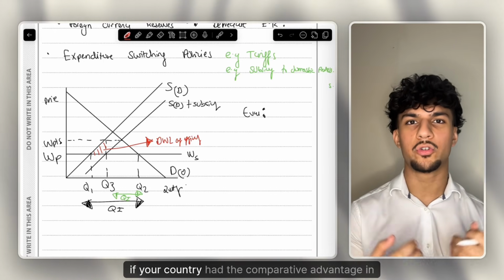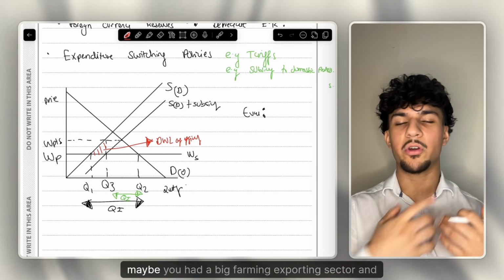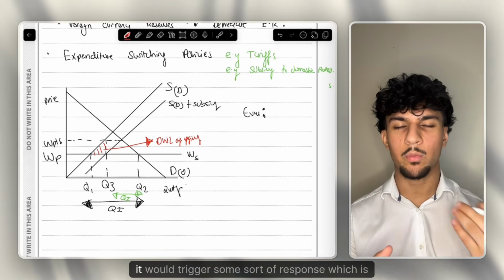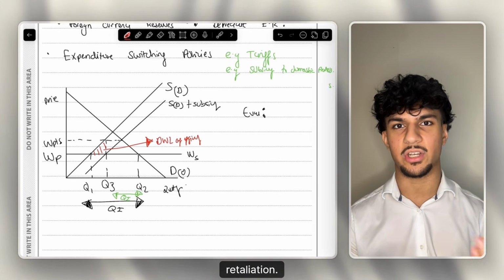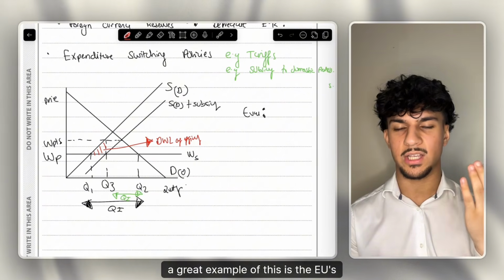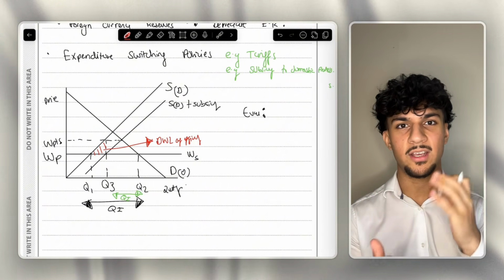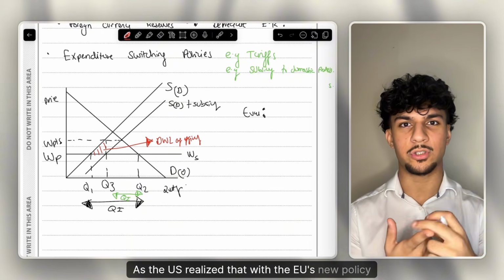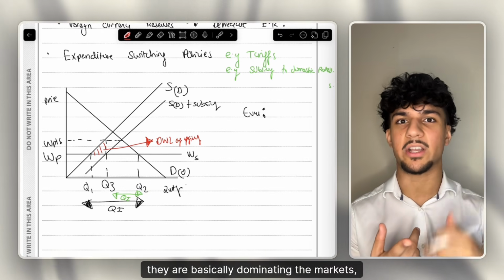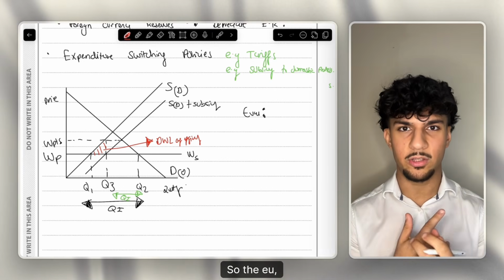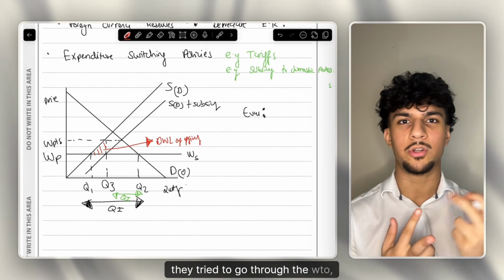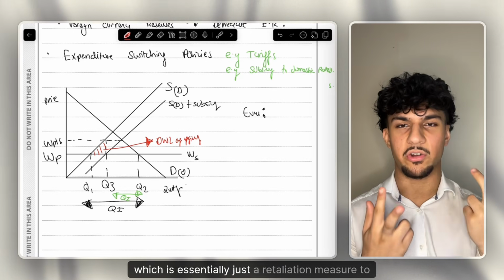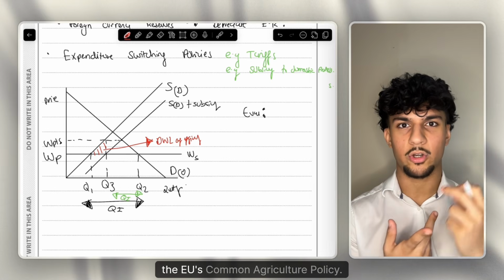So for example, if your country had the comparative advantage in farming, maybe you had a big farming exporting sector, and now the EU is giving billions out in subsidies, it would trigger some sort of response, which is retaliation. A great example of this is the EU's CAP, the Common Agricultural Policy, versus the US's retaliation, as the US realised that with the EU's new policy of CAP, they are basically dominating the markets. They're flooding the agriculture markets. So the US responded. They tried to go through the WTO, but then they ended up responding themselves with the Farm Bill, which is essentially just a retaliation measure to the EU's Common Agricultural Policy.